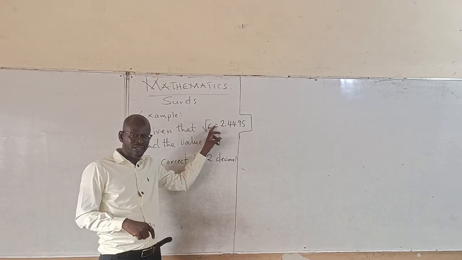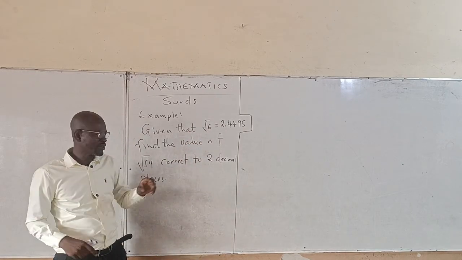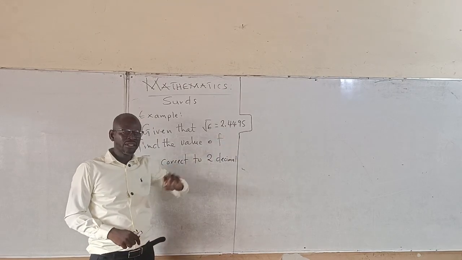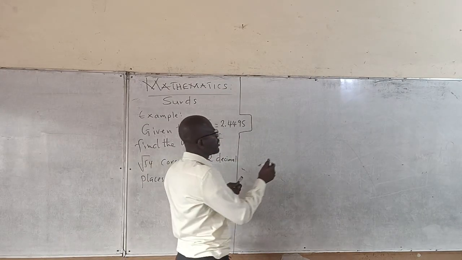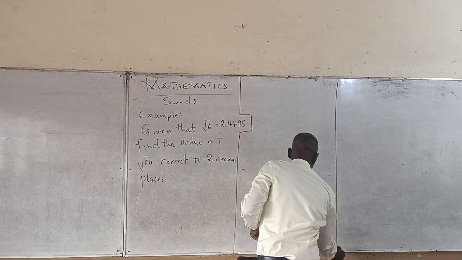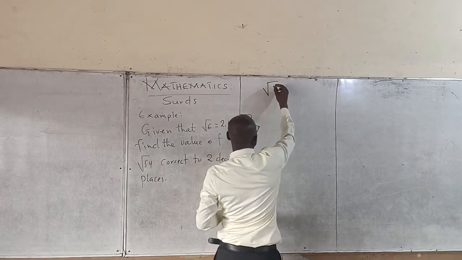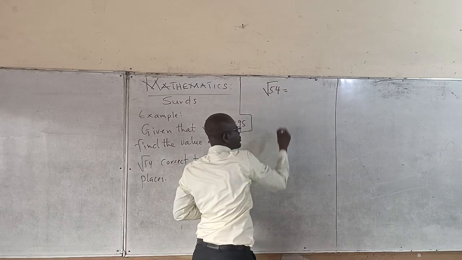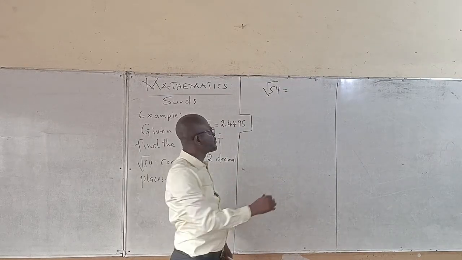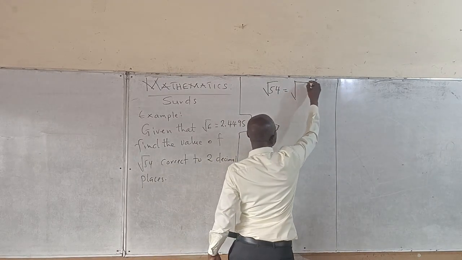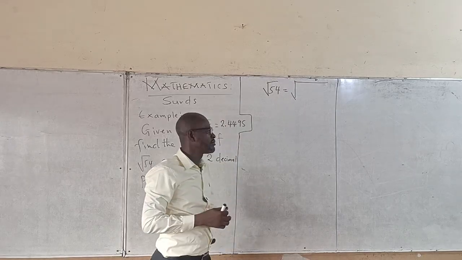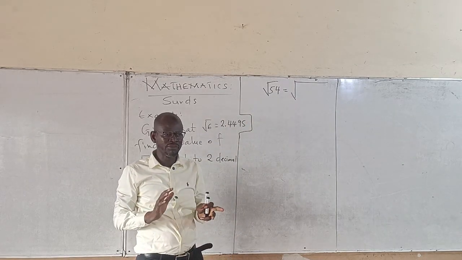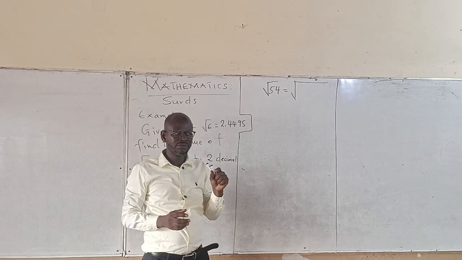wherever you come across square root of 6, the actual value for square root of 6 is 2.4495. Now let's see how we can simplify this. We all know how to simplify the square root of 54. We first need to find two numbers which, if we multiply them, will give us 54.